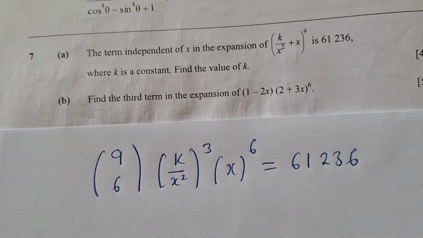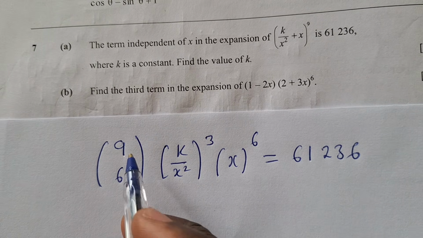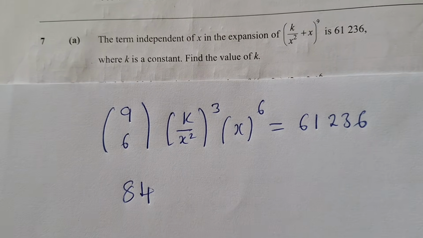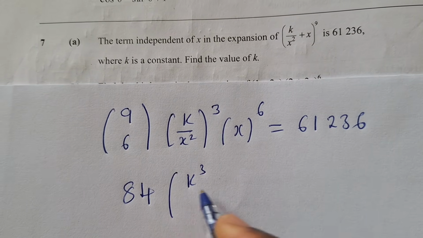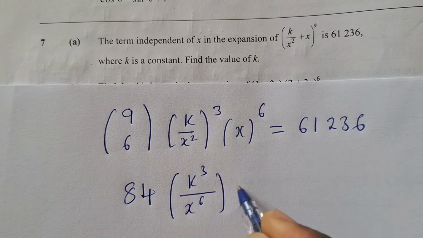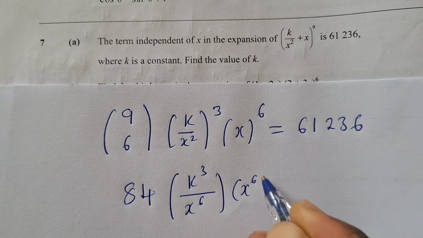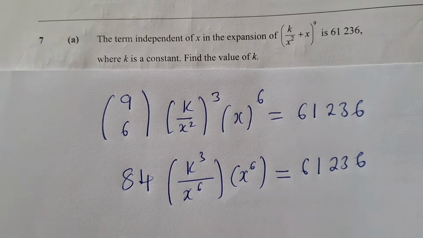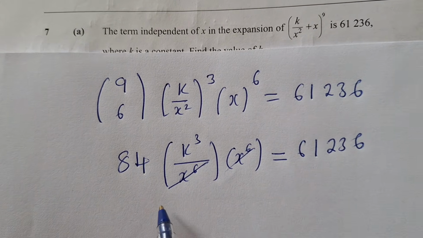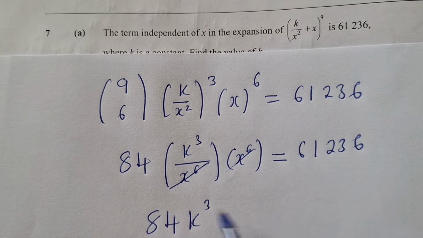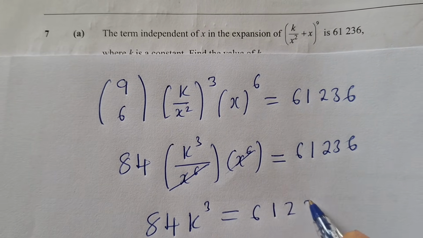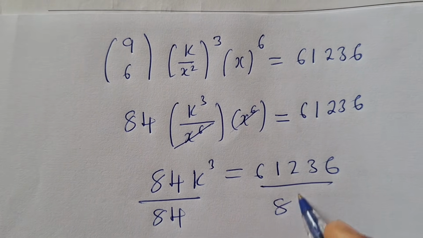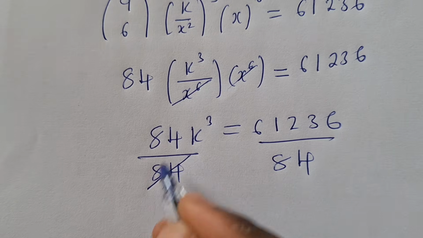So when we solve, 9 choose 6 will give us 84. Then here we've got k power 3 over x power 6 multiplied by x power 6 is equal to 61,236. So this and this will cancel out, and we shall remain with 84k power 3 is equal to 61,236. You divide by 84 on both sides. When we divide by 84, this and this will go.